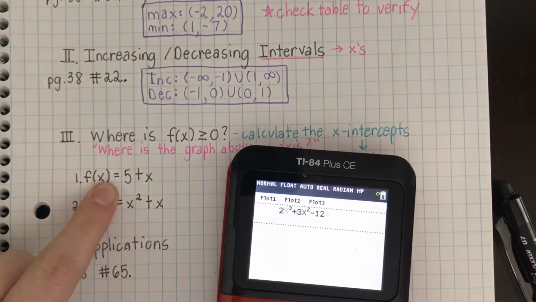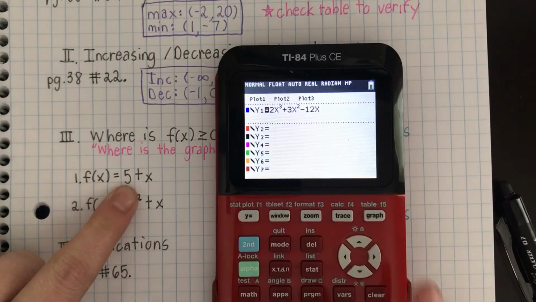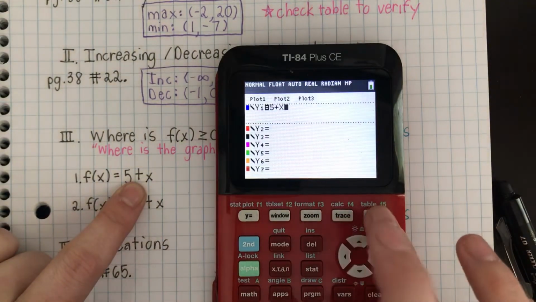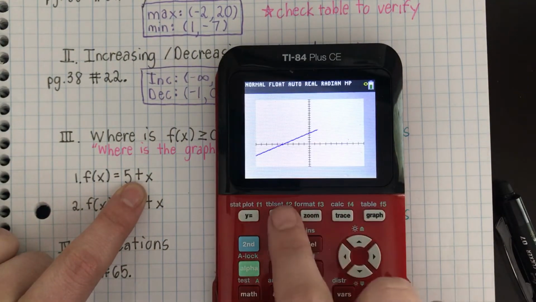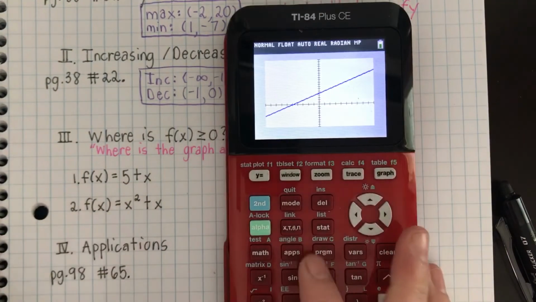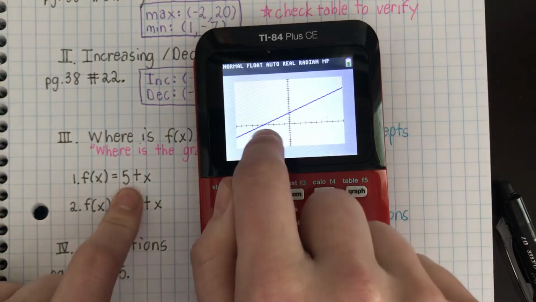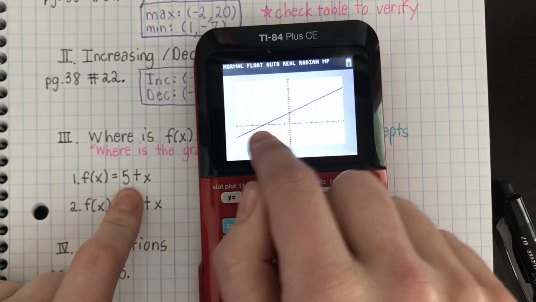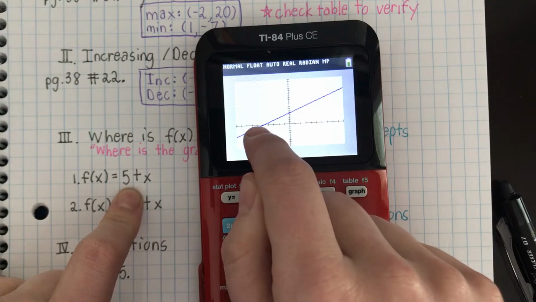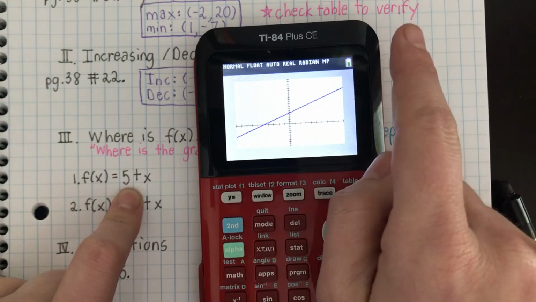So number 1 is f of x equals 5 plus x. So you know that's a linear graph, hopefully. And let me adjust my window. Not that I really need to for this one. I'll keep it for now. But so you're looking at where is this graph above the x-axis? Where are the y values greater than or equal to 0? So from here and beyond.